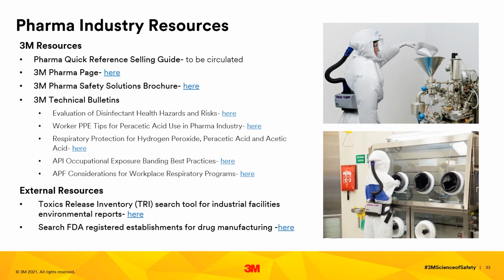So when we speak to the fact that many of the health and safety managers in the pharma industry have a strong industrial hygiene background, many of these may be really helpful to them. So we'd encourage you to circulate them if something comes up in your discussions about peracetic acid or hydrogen peroxide, OEB, that sort of thing. We have those available for you as well to share some best practices and some guidance. Kathy, do you want to speak to those external resources?